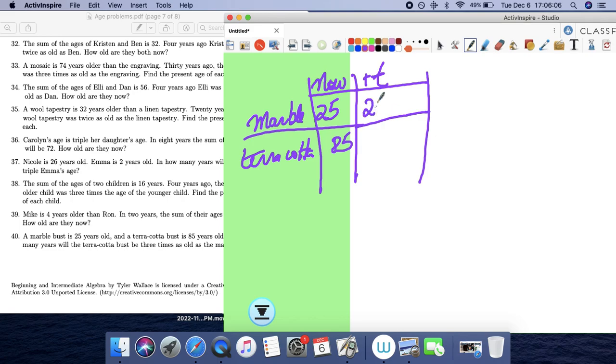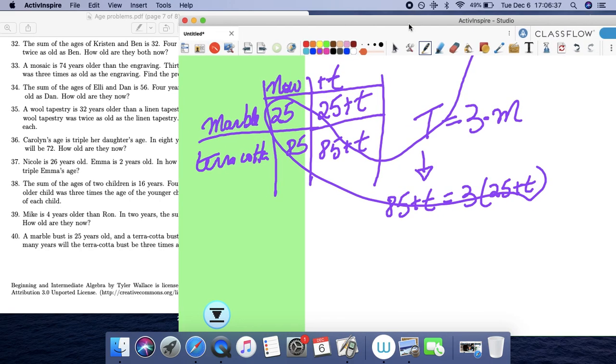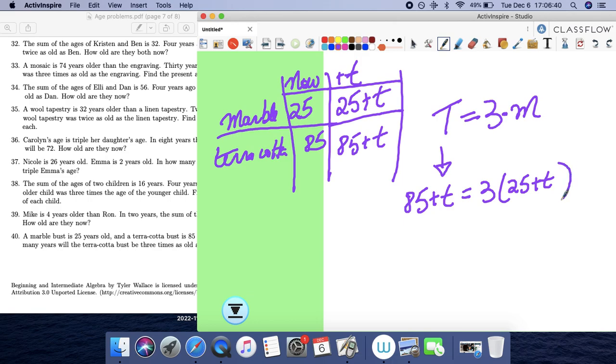So 25 plus a few years, 85 plus a few years from now, you're going to have that relationship. The equation says the terracotta, I'm going to write T, is going to be 3 times the marble. So the terracotta, we're going to write it as 85 plus T. The marble is going to be 3 times 25 plus T. Now we can, again, distribute the property. 85 plus T equals 75 plus 3T.